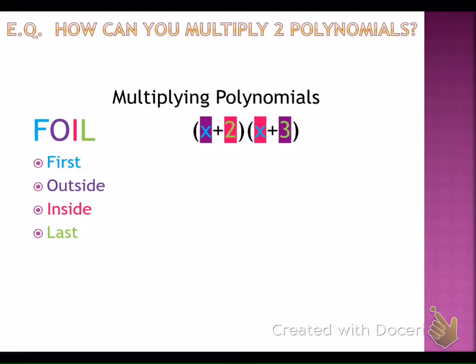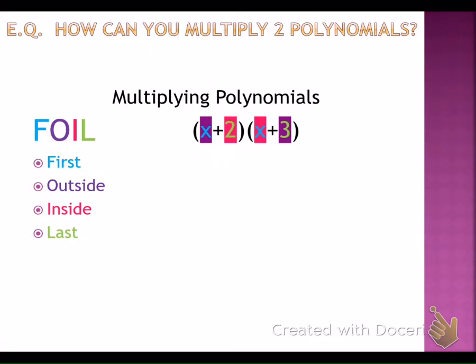Now, there is a method that we can use to quickly multiply polynomials if we are looking at two binomials. Now, think back to yesterday. What is a binomial? A polynomial that has two terms, right? So if you're looking at a problem and you're multiplying two binomials, then the FOIL method is going to be your quickest way.